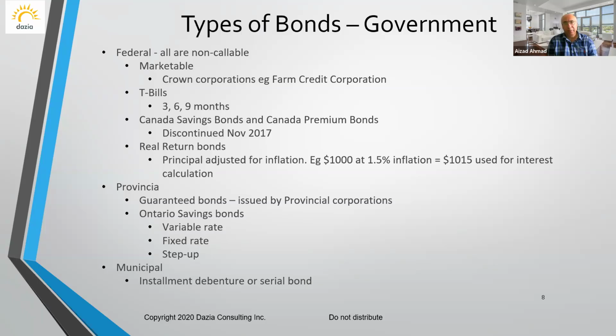Provincial bonds are guaranteed bonds. They are issued by provincial corporations. For example, every province has them: Ontario Savings Bonds, BC Savings Bonds, Quebec Savings Bonds. They can be variable, fixed rate, or step up. And then there are municipal bonds.